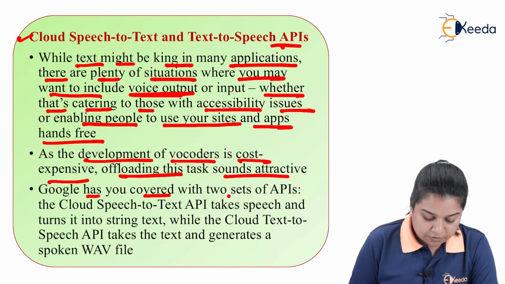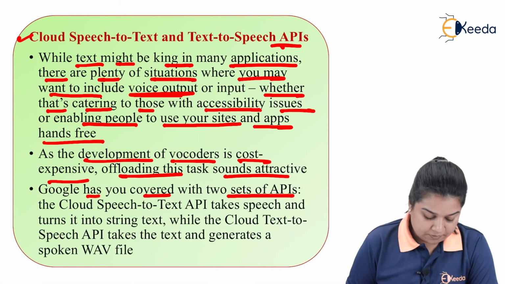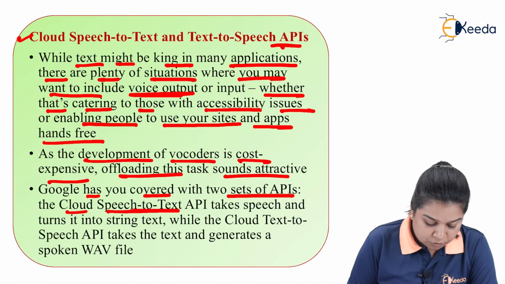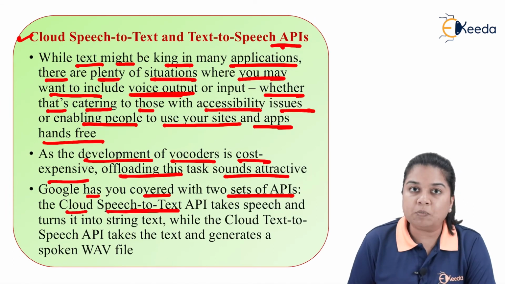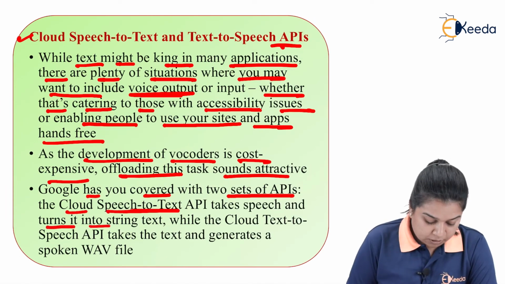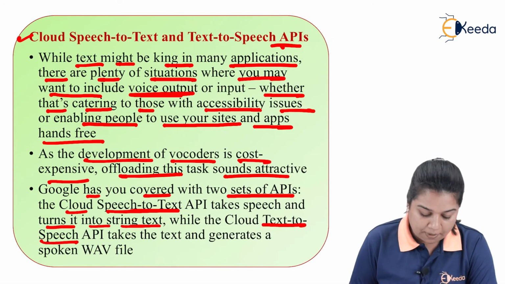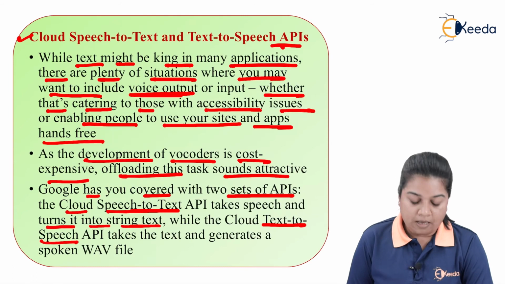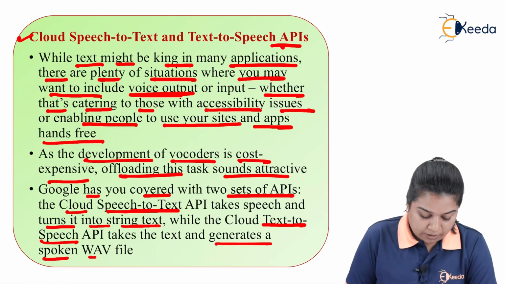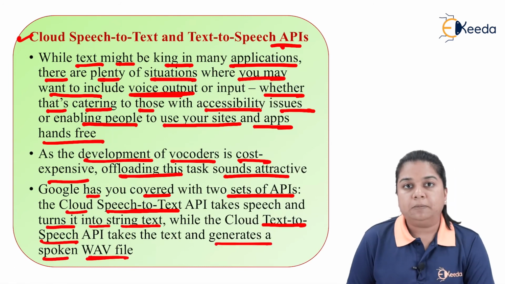Google has you covered with two sets of APIs. First, the Cloud Speech to Text API takes speech and turns it into string text, while the Cloud Text to Speech API takes the text and generates a spoken WAV file.